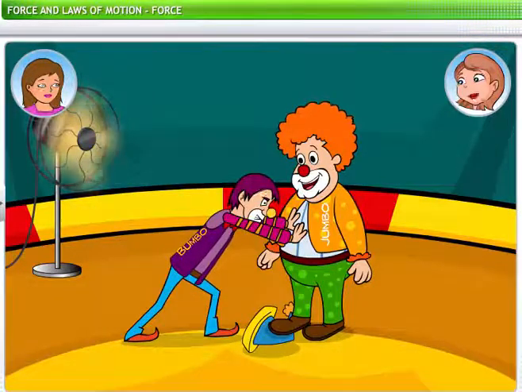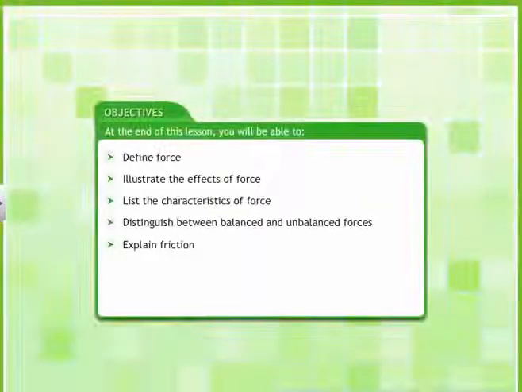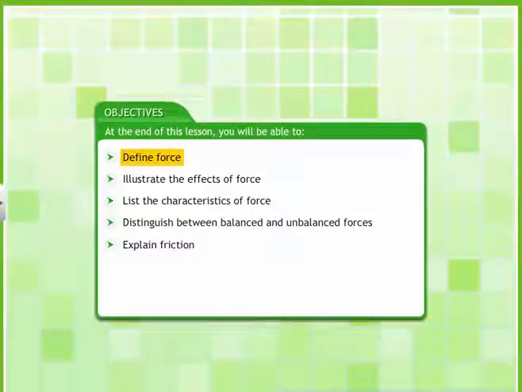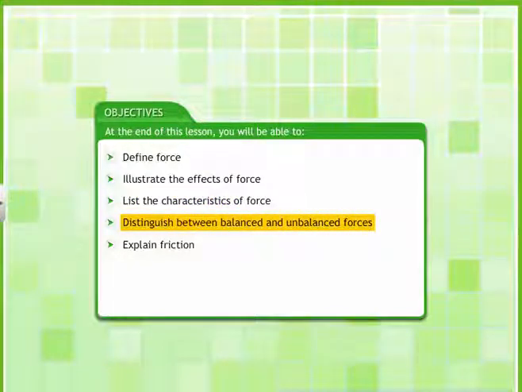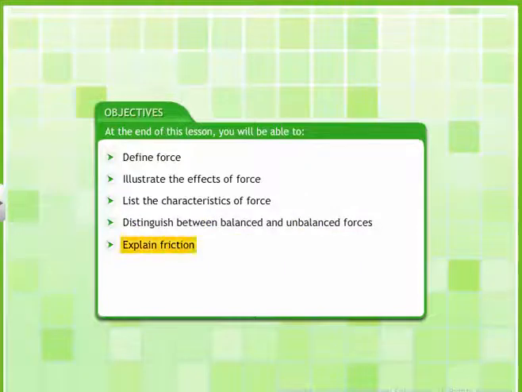In this lesson, you will learn about force, its effects, and its characteristics. At the end of this lesson, you will be able to define force, illustrate the effects of force, list the characteristics of force, distinguish between balanced and unbalanced forces, and explain friction.